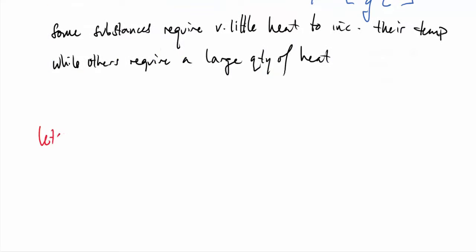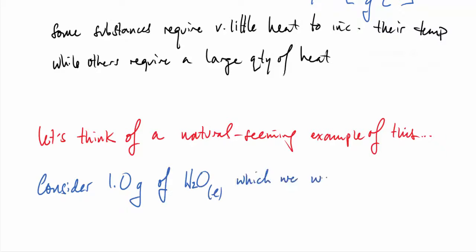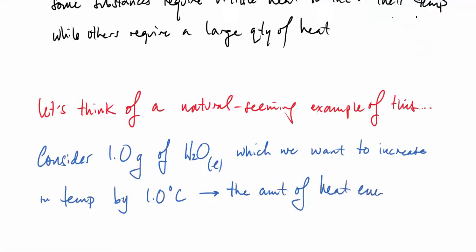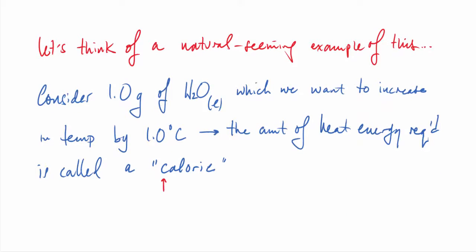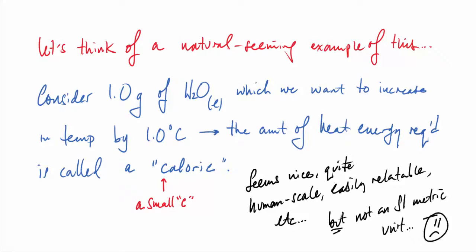Now think of a natural seeming example. Consider just 1 gram of liquid water. We want to raise that up by 1 degree Celsius. And the amount of heat energy that we need to do this has got a name. It's actually a really nice unit. It's called a calorie, a small c calorie, not the large C Calorie that you're used to seeing for food, but a small c calorie. It seems useful, kind of human in scale. It's a little water, it's a little temperature, very relatable, but sadly not an SI metric unit.